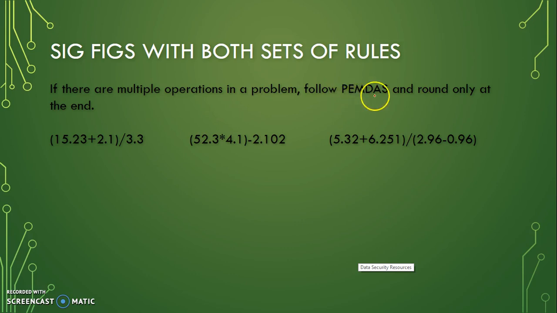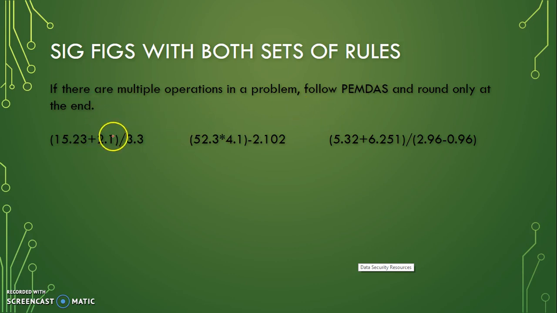So we're going to follow PEMDAS. Remember that? Please excuse my dear Aunt Sally, the order of operations: parentheses, exponents, multiplication, division, addition, subtraction. We're going to follow that, and we're going to round only at the end. So watch me, and I think it'll make sense as we go.